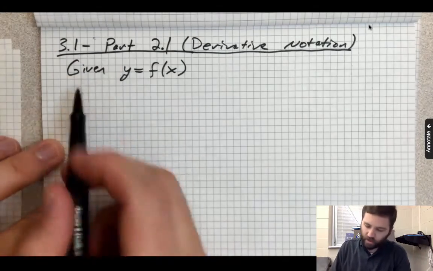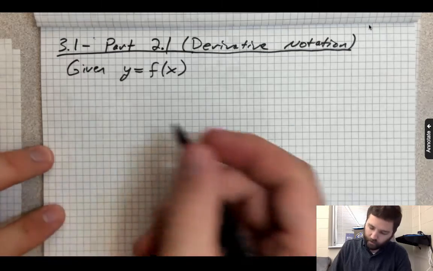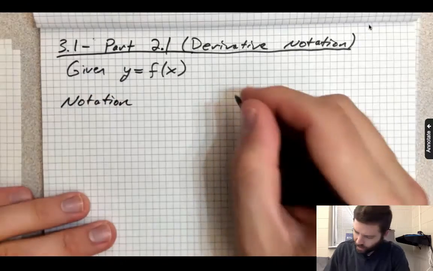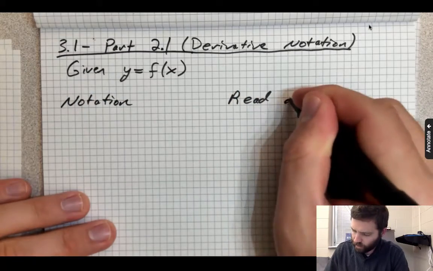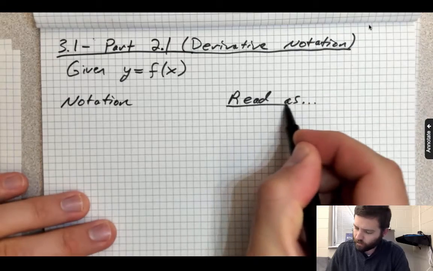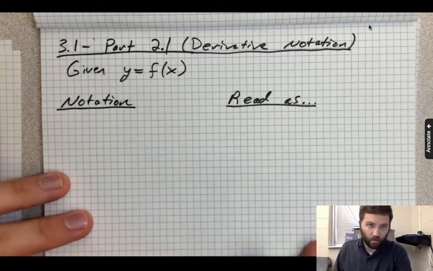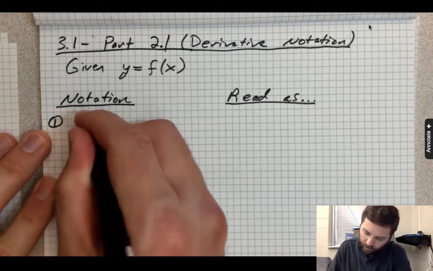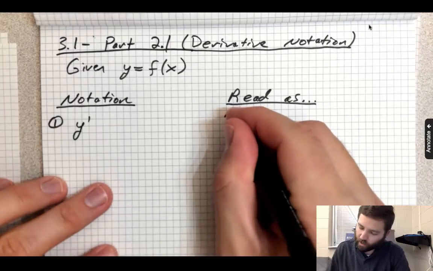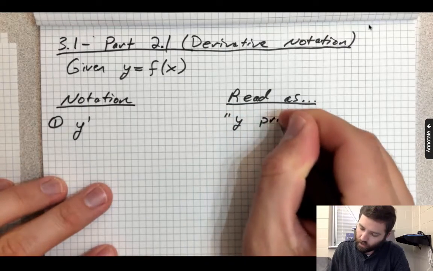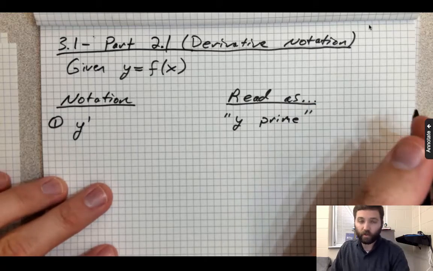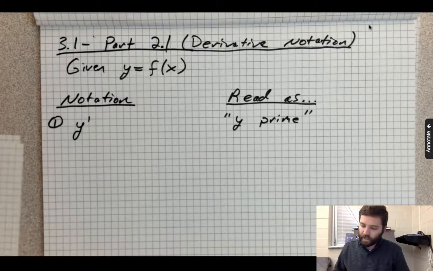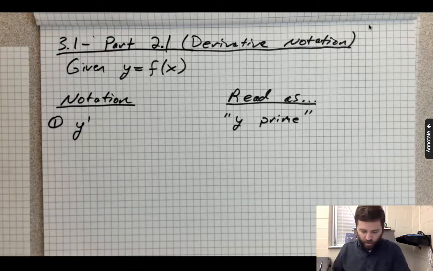So let's start off. We're given some function y equals f of x, and what I'm going to give you is the notation and then how it's read. The first one we'll look at is y prime. Y with an apostrophe is read as y prime. It's useful because it is pretty short and simple to write. It tells us that we're taking the derivative. It does not pack very much information into it.